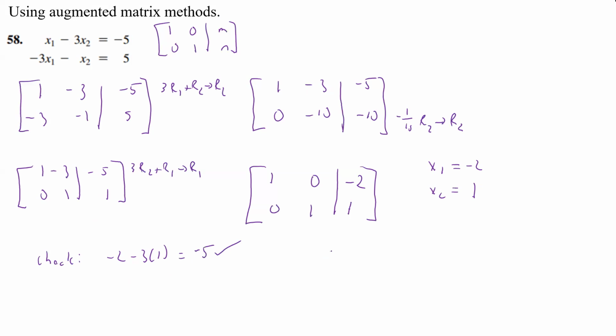Now the other one, we have -3 times -2 plus 1, and that's equal to 5. So here we have 6 minus 1 is 5. That one works as well. Okay. And so that's what we would do for that one.